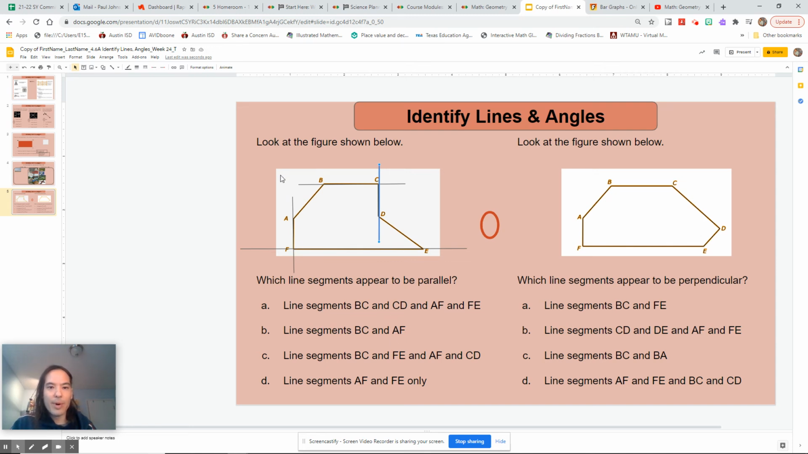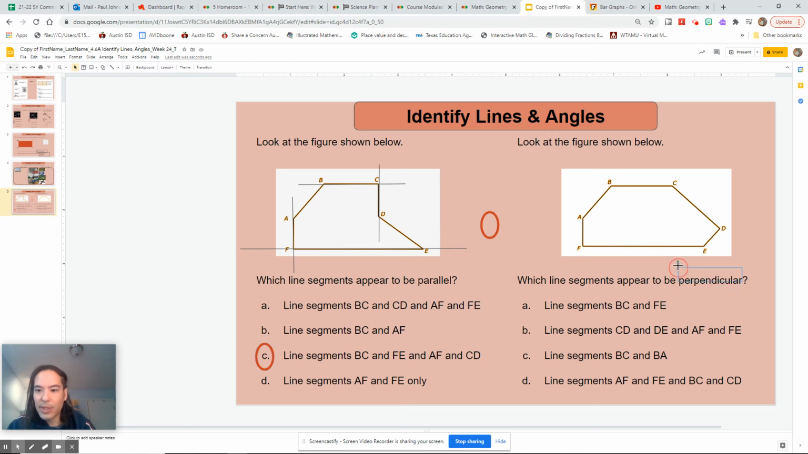So we're looking for BC, FE, and then we're looking for AF, CD. So we have two sets of parallel lines in this image. We have AF and CD, which will go on forever up and down, and we have BC, FE, which will go on forever side to side. All right, which line segments appear to be perpendicular?